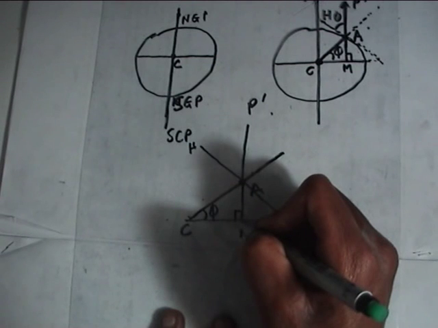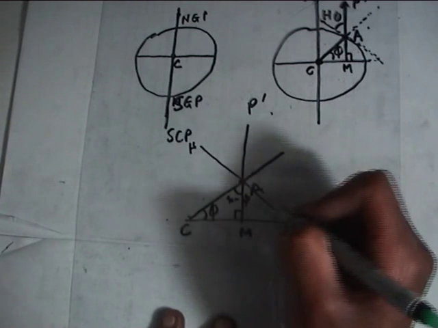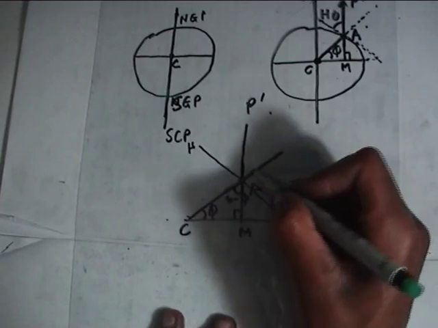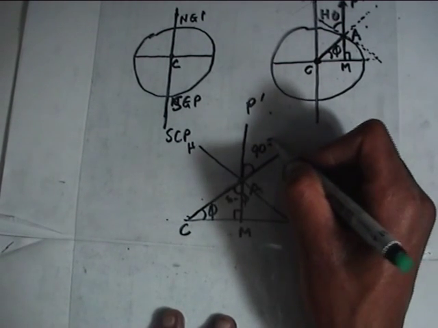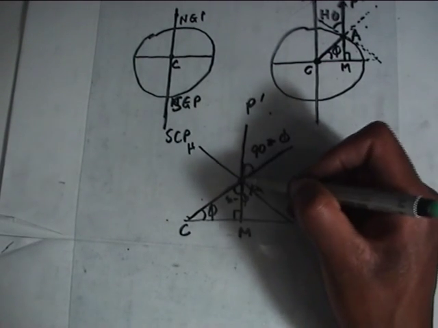So this is 90 degrees, right? So this angle here is going to be 90 minus phi. But can you see these lines? They are like this. So this angle here is also 90 minus phi, isn't it? It's also 90 minus phi.